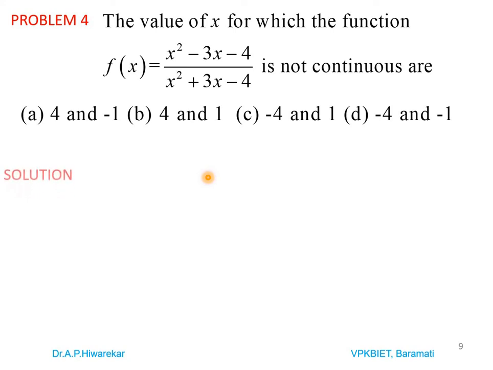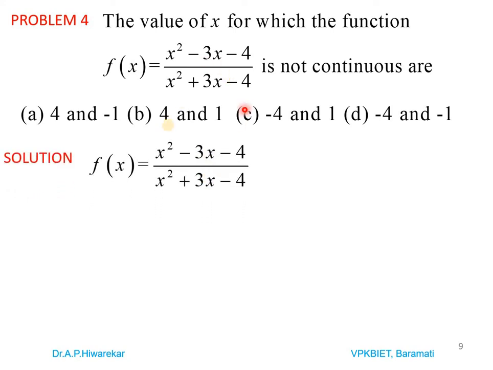So if you look at this function, which is (x square minus 3x minus 4) divided by (x square plus 3x minus 4), we factorize the denominator. And what are the factors? Obviously the factors are x plus 4 and x minus 1. The rest of the thing, the numerator, is as it is. Now if the denominator is 0, then the function is not defined. Means there is no question of continuity. So the function is not continuous when it is not defined, obviously.